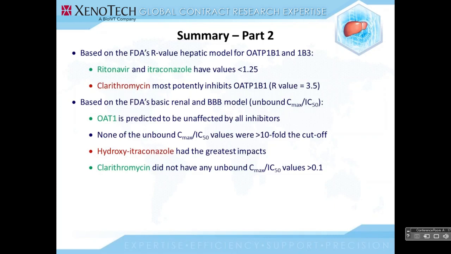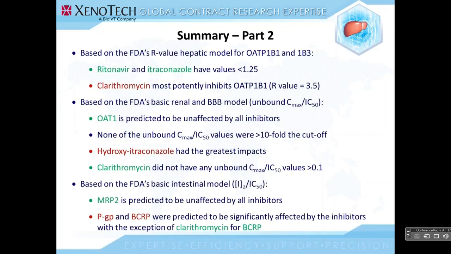If we look at the FDA's basic renal and blood-brain barrier model, the unbound Cmax over IC50, we see that OAT1 was predicted to be unaffected by all the inhibitors that we tested. We see that none of the unbound Cmax over IC50 values were greater than 10-fold the cutoff of 0.1. We also saw that hydroxy-itraconazole had the greatest impact. It inhibited both OATPs, OAT3, OCT1, PGP, and BCRP. We also saw that clarithromycin did not have any unbound Cmax over IC50 values that were greater than 0.1.